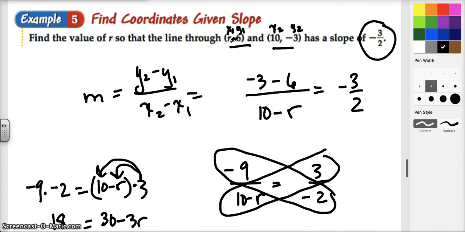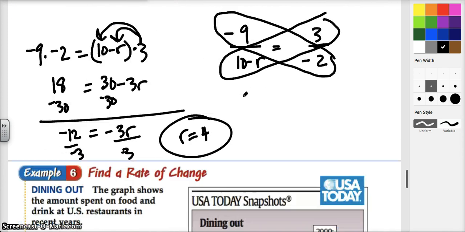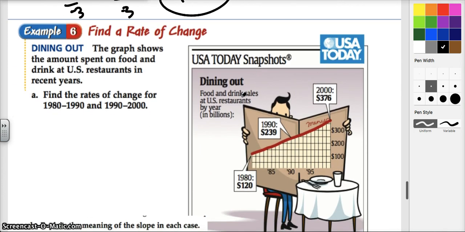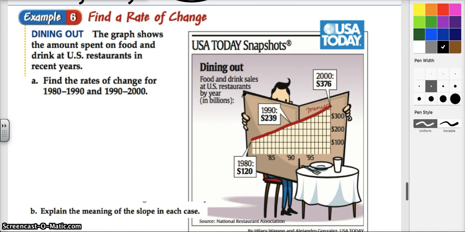We can plug it back in if we wanted to and check to make sure that the slope is the same, which is definitely helpful. If you'd like to do that, do it. All right, so let's take a look at example 6. Find a rate of change.